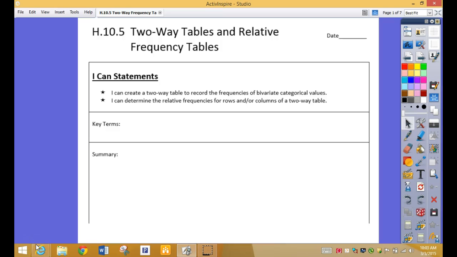Today we're going to be doing 10.5, and we're going to do a couple Venn diagrams in order to do a two-way table. And then off of a two-way table, we can do a relative frequency table. So after today, I can make a Venn diagram, I can make a two-way table, and I can make a relative frequency table.